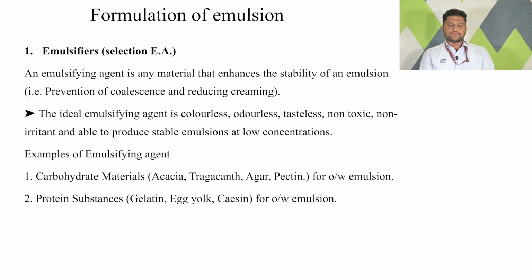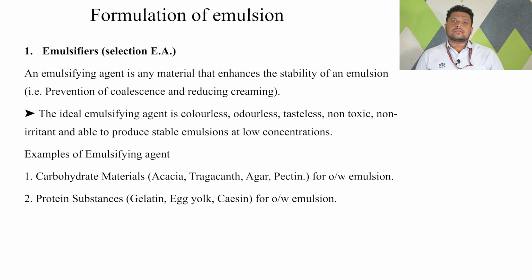Formulation of emulsion. There are three main ingredients which are responsible for a stable emulsion. We use oil, water, as well as other ingredients which are used to keep the emulsion stable. First is the emulsifier, the selection of the emulsifying agent, EA. An emulsifying agent is a material that enhances the stability of an emulsion, that is, prevention of coalescence and reducing creaming.